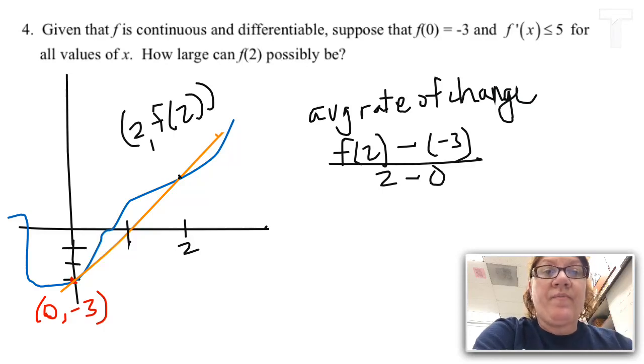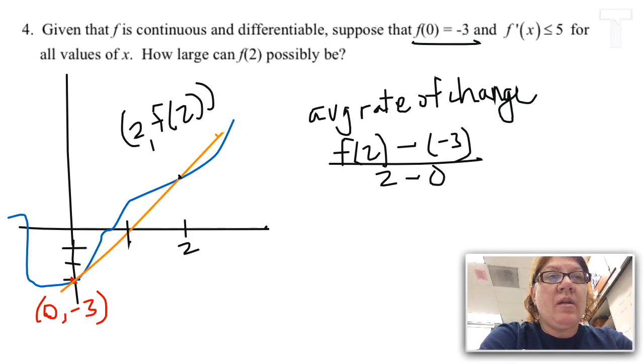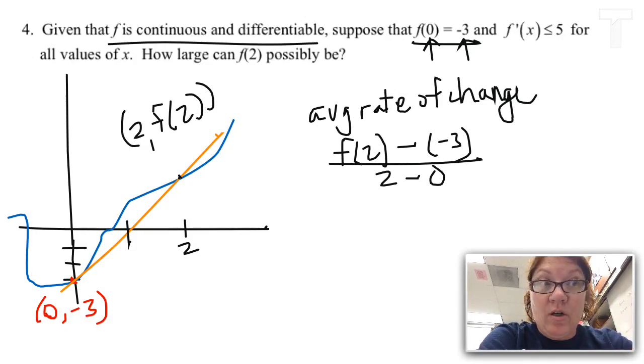Okay, last problem. So I'm looking at the information that they gave me, and I go, oh, that's an x value, and that's a y value on the original graph. So I drew it. I did notice that it's continuous and differentiable, so once I start drawing, I can't lift my pencil. So, of course, here's the point, 0, -3.